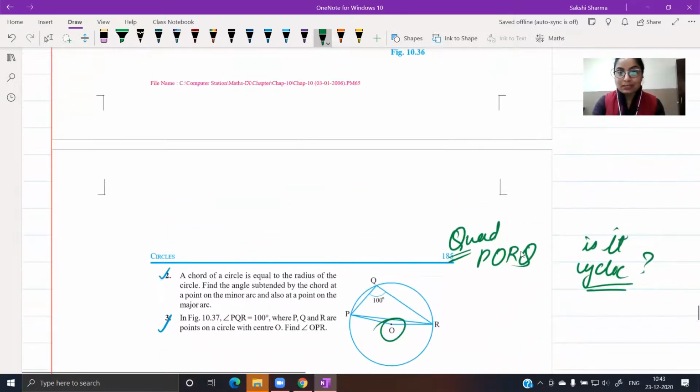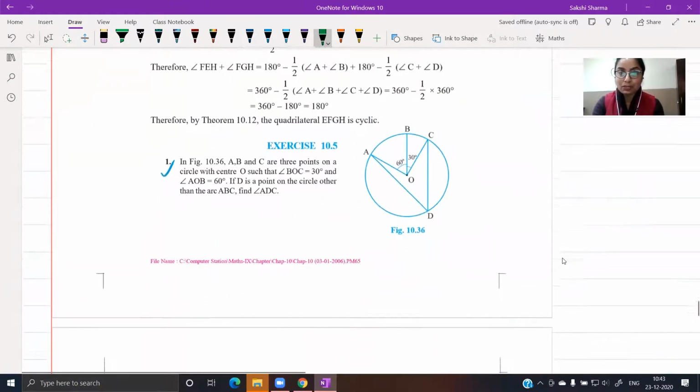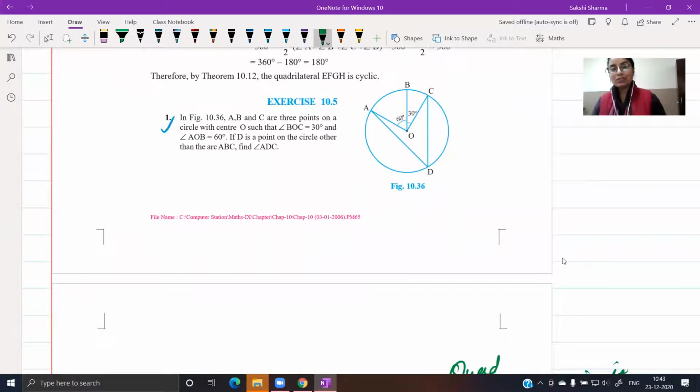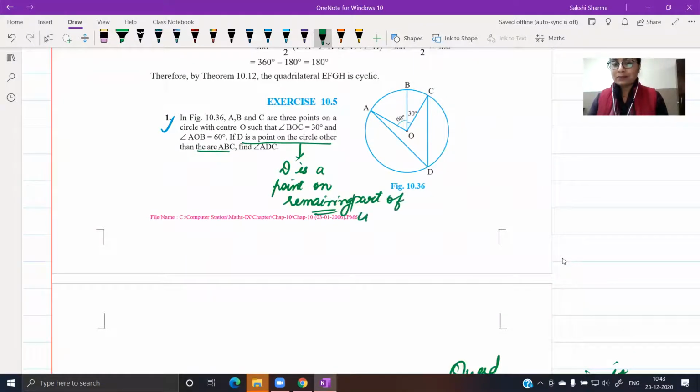Now we have questions, and this is the only exercise which has the most application-based questions from the whole chapter. First question here, we have points A, B, C on the circle. There is a point D also on the circle. Angle BOC is 30 degrees. Angle AOB is 60 degrees. D is a point on the circle other than arc ABC. So this means D is a point on the remaining part of the circle. We shall be using degree measure theorem here. You have to find out angle ADC.